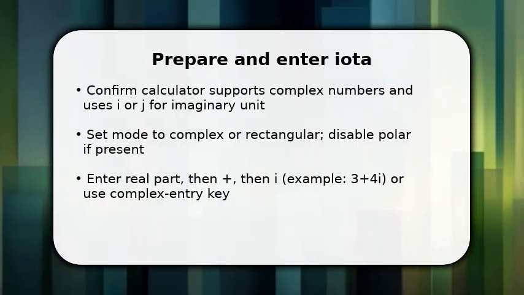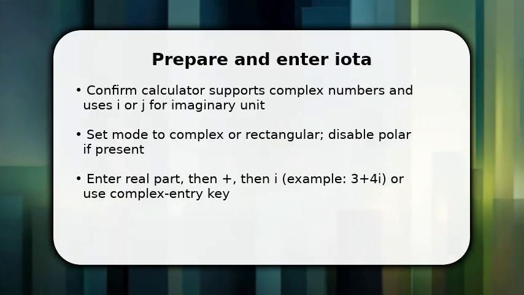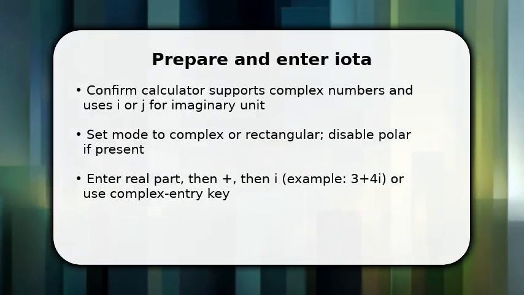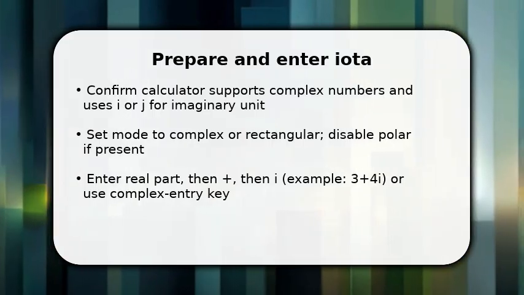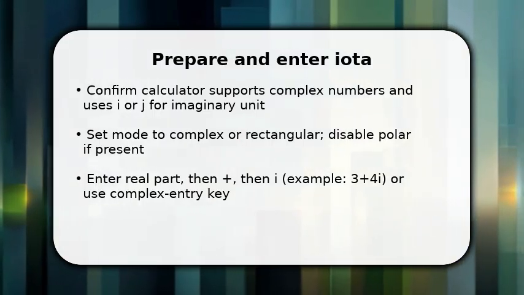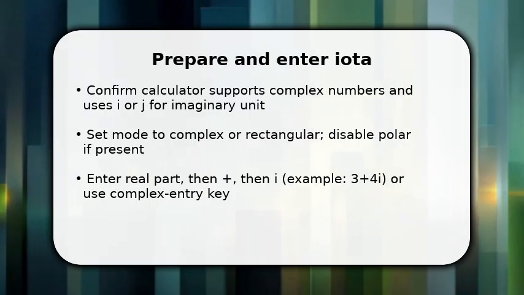You begin by verifying the calculator handles complex arithmetic. Many scientific models use I or J. Next, switch the mode to complex or rectangular so outputs show a plus b i instead of magnitude/angle.